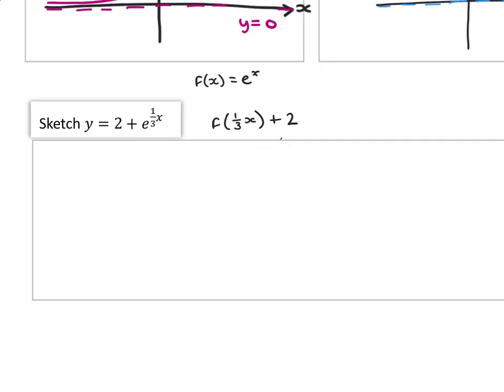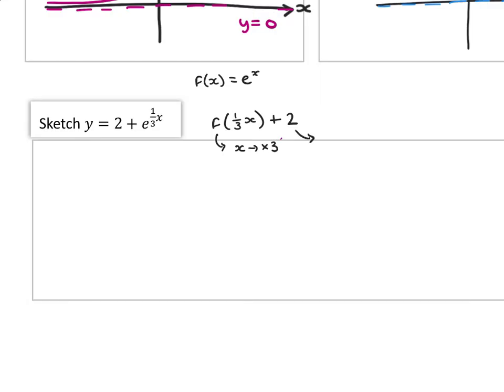Okay? So what's happening here? This is inside the bracket. Who does it affect? X. And what are we going to do to all of our x coordinates? Multiply by 3. Because we do the opposite.